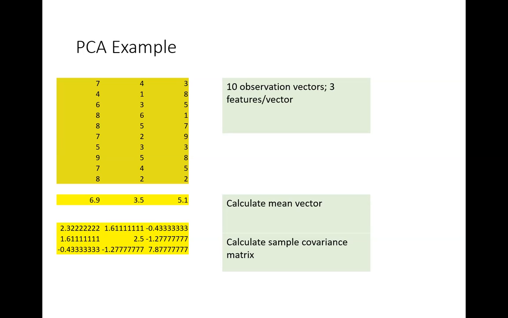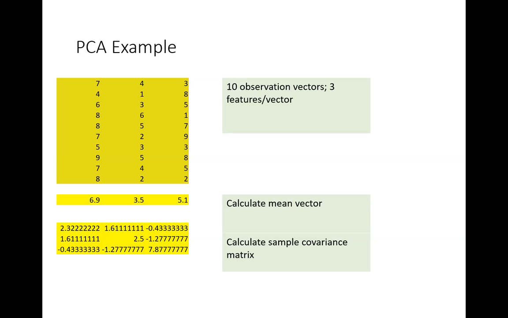Now, if you go back and look at the equation where we are applying transformation through matrix A that we construct using eigenvectors, in that transformation, we are subtracting the mean vector from our original vectors. So the first thing we need to do is to calculate the mean vector for the data. If you take the mean vector for these 10 examples, that mean vector is going to be 6.9, 3.5, and 5.1. That's the average over each column.